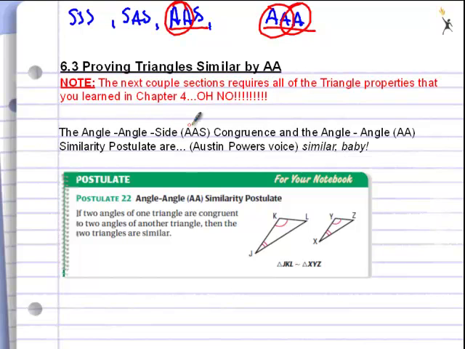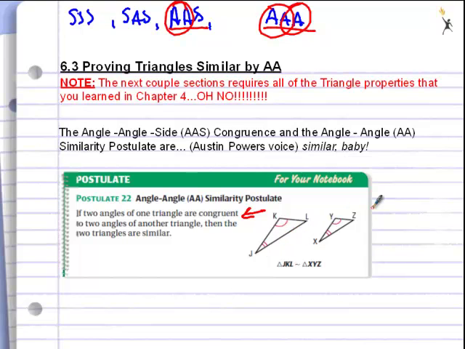The angle-angle side congruency and the angle-angle similarity postulates are similar, baby. And if you can imagine that in the Austin Powers voice, it'll be a lot more impactful. In fact, you'll actually remember it better. Postulate 22 deals with the angle-angle similarity postulate, where if 2 angles of one triangle are congruent, remember, the sides are proportional, but the angles have to actually be congruent, to 2 angles of another triangle, then the 2 triangles are similar.